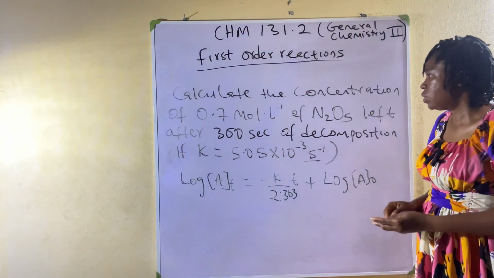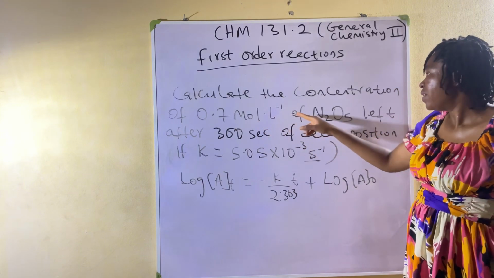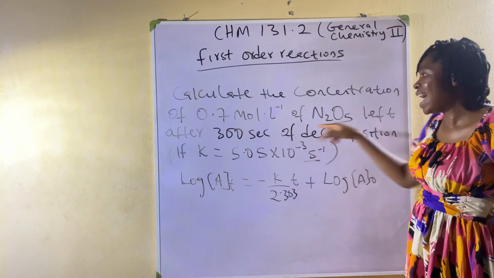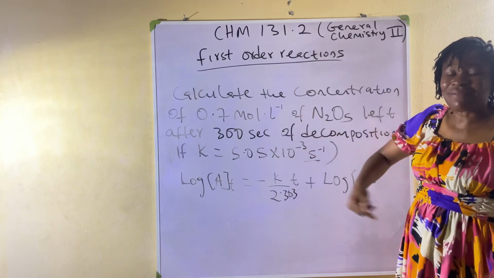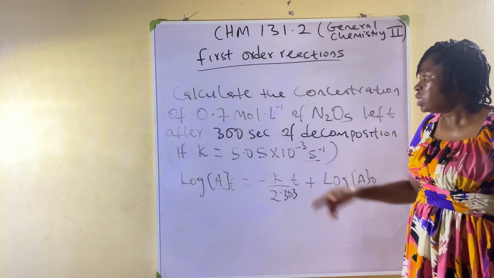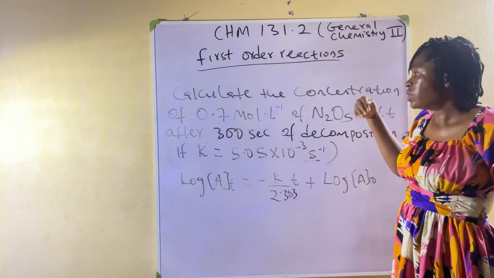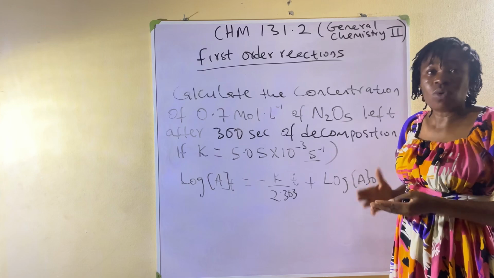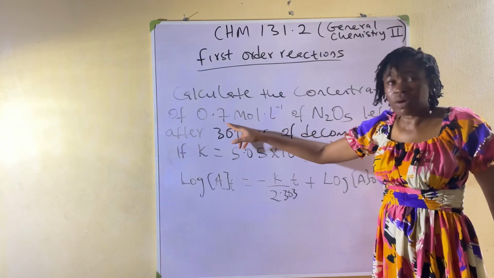So look at this question. Calculate the concentration of 0.7 mole per liter of N2O5 left after 300 seconds. So we are looking for the concentration that's left after the time. This is the initial concentration, so the concentration at time t, that's the final concentration, will be lower than this. If it's not lower than this, it means you're wrong.